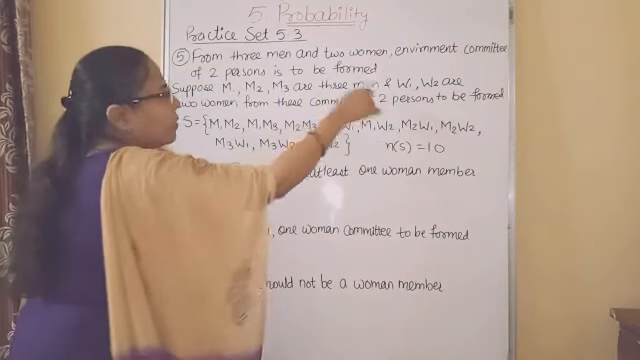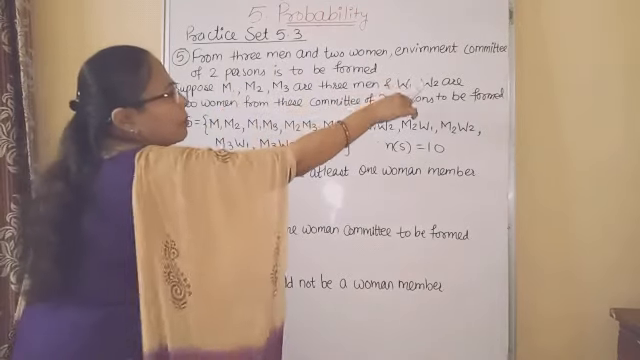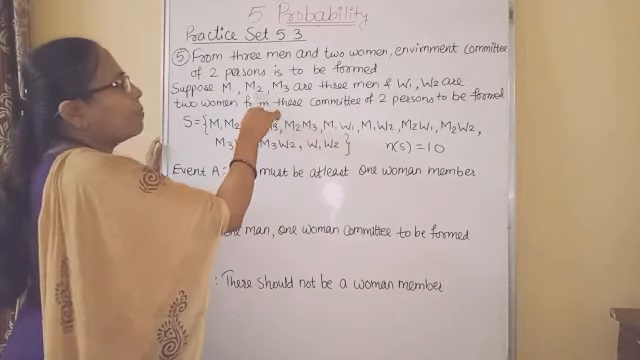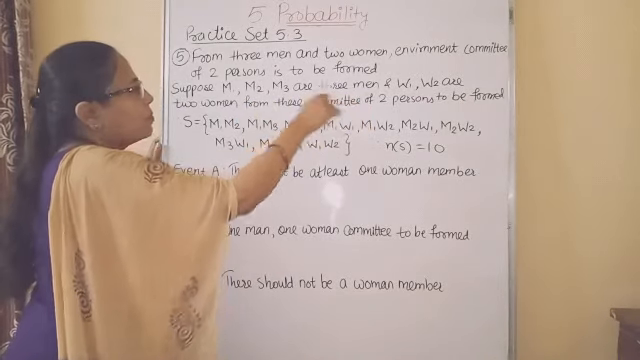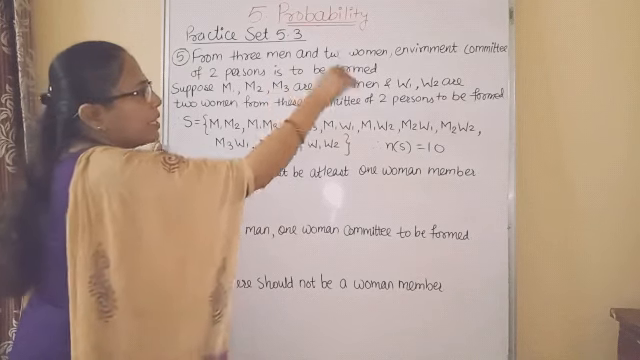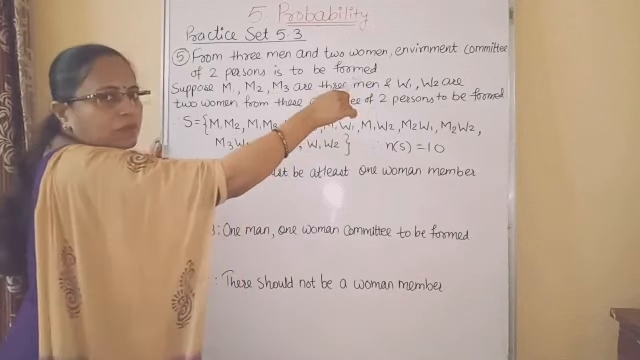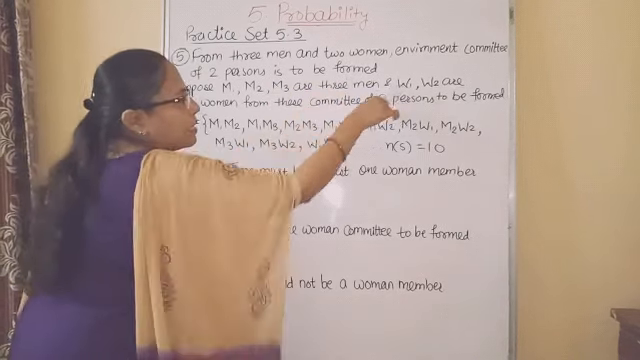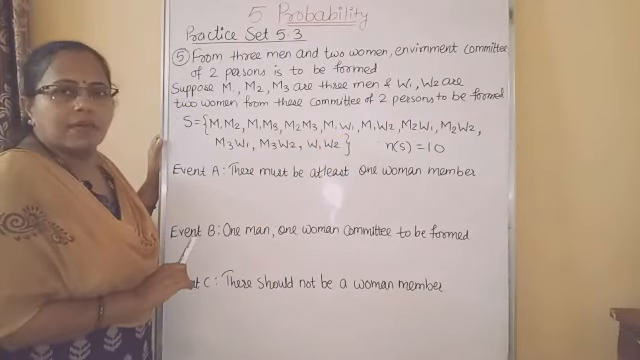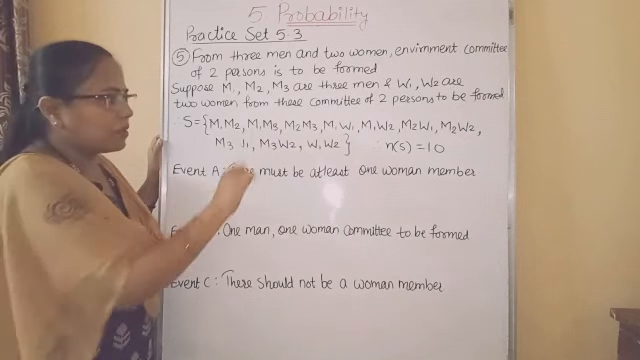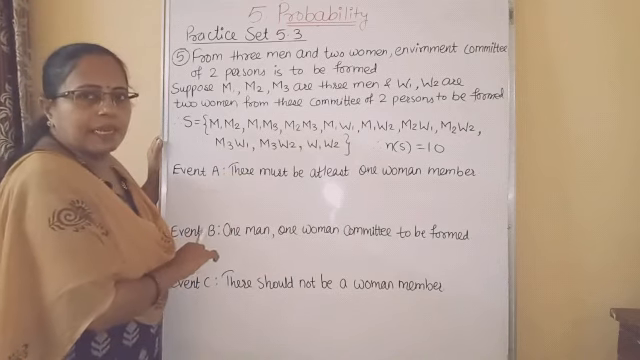M1, W1. Then M1, W2. Then M2, W1. M2, W2. Then M3, W1. M3, W2. Okay. And the last possibility is both the women. So this way we can form the committee. Okay, these are the possibilities. Now from this we will write the events.